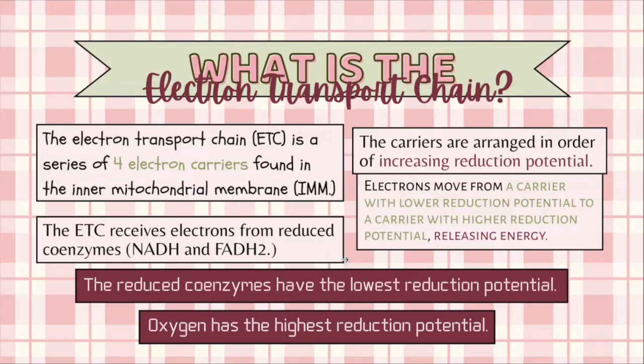But when the electrons keep moving around the carriers, do they just keep moving, or do they have a final destination? Do they stop somewhere? Yeah, they do. They stop at oxygen. This is why we need oxygen for oxidative phosphorylation to occur. Since oxygen is the final electron acceptor, we can say it has the highest reduction potential. And because the coenzymes NADH and FADH2 are the initial donors, they have the lowest reduction potential. Does this make sense? Yes, it does. Okay.